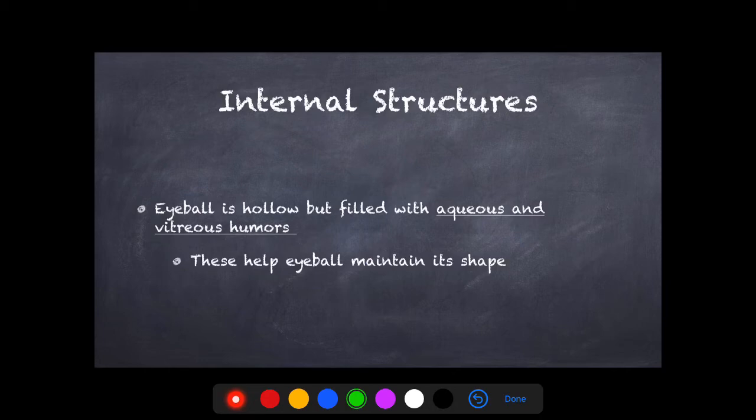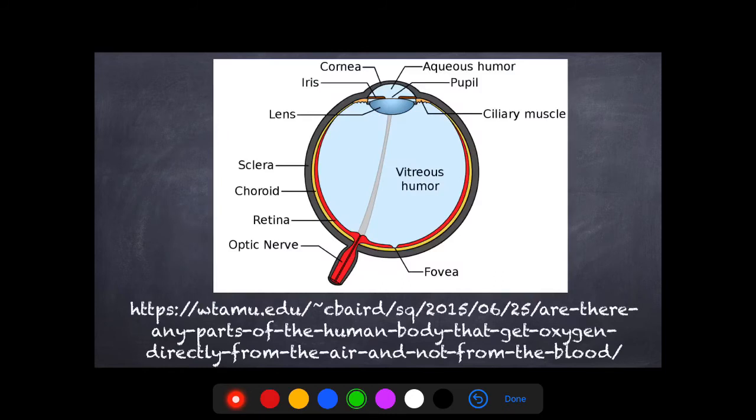the eyeball shape. So if you look over here, you can see that the aqueous humor is the one that's in front of the pupil, and then the vitreous humor is the one that's filling the majority of the inside of the eyeball.